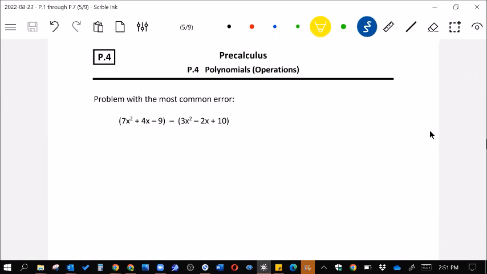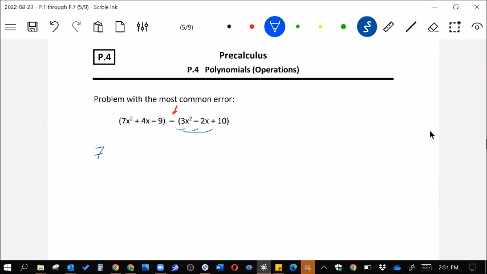Welcome. You have seen everything in this section before, but there is a common error that I want to focus on when subtracting two polynomials. Mainly, what happens is that people tend to forget that they are subtracting each of these things or that they're changing the sign of them. So there are two ways to think of it.